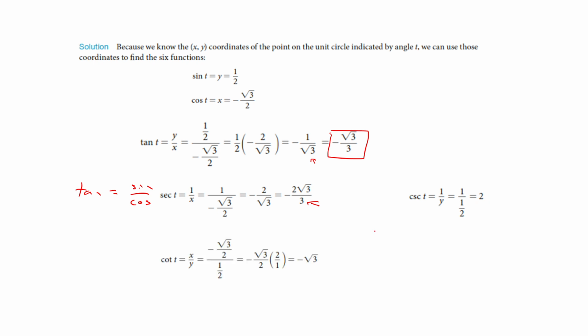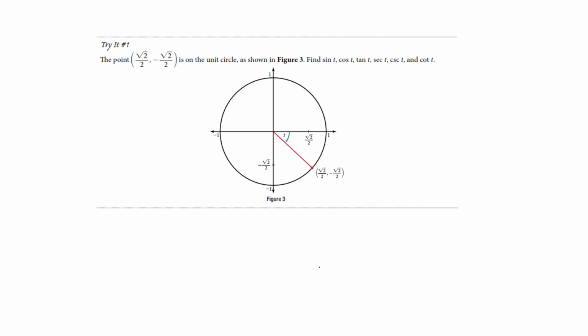And lastly, cotangent. Cotangent is cosine over sine because it flips tangent upside down. So do the same thing, but just turn it the other way around. Simplify it, we get down to here. Okay, well, let's try another one.